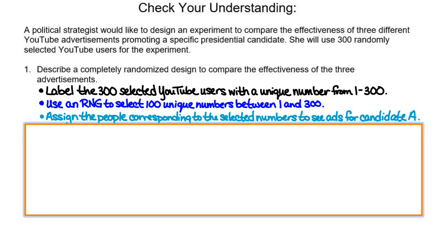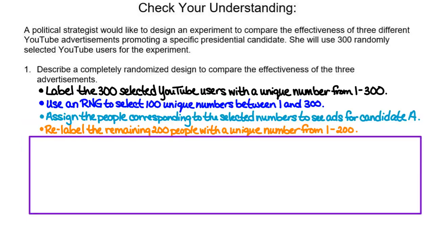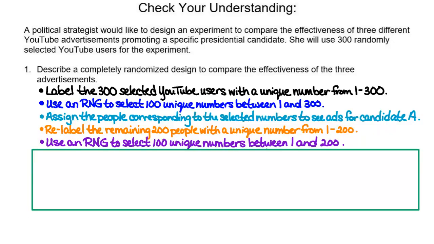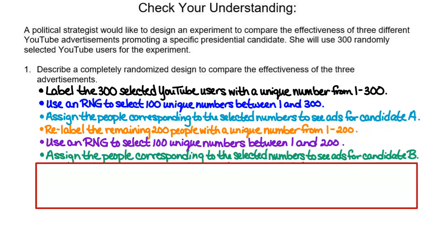All right. Then what? Repeat the process to select 100 different users for candidate B. Yes, I think I broke mine down into 2 steps. Yep. I said relabel the remaining 200 people with a unique number from 1 to 200. That is repeating that process. And then use an RNG to select 100 unique numbers between 1 and 200. If you said repeat this process to select 100 different people, that would be sufficient. All right. We're going to assign those people to see the ads for candidate B.